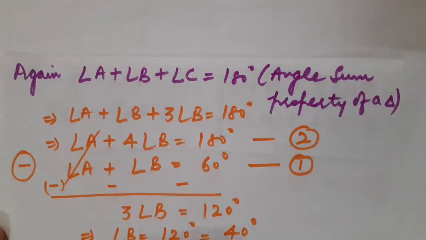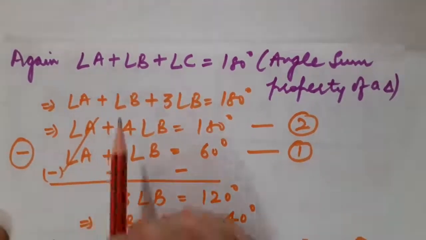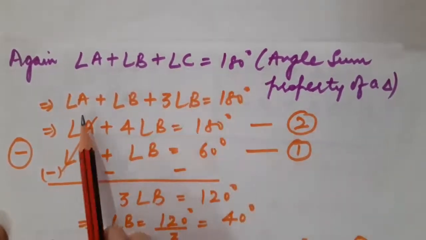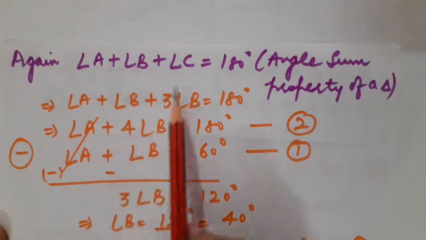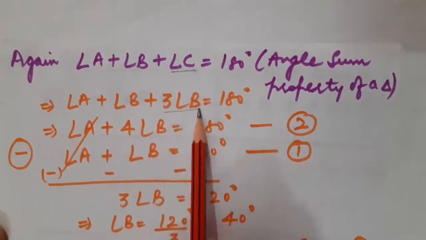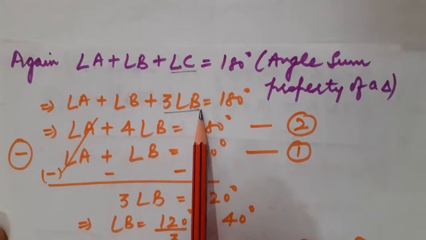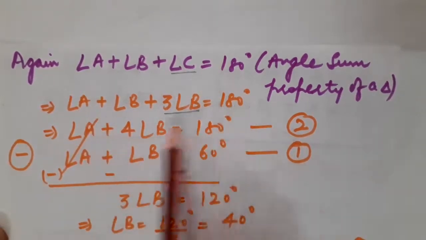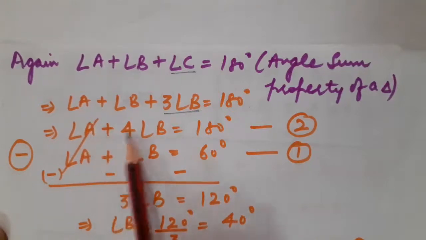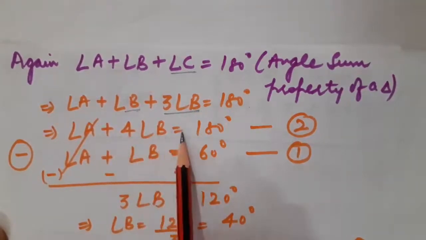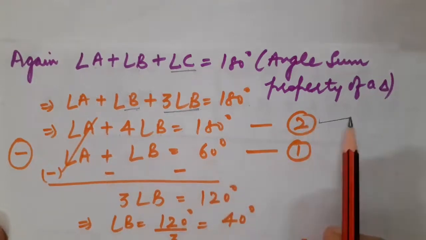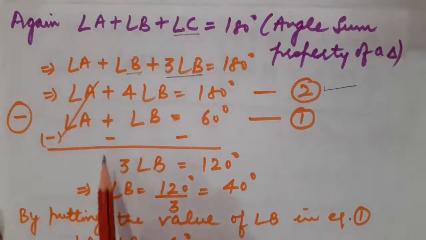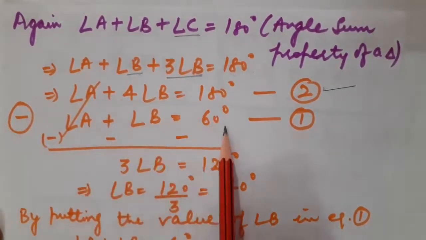Now again we are going to apply angle sum property of a triangle. Angle A plus angle B plus angle C is equal to 180 degree. So it implies to angle A plus angle B. Now at place of angle C, children, now I am going to put the another value, that is thrice of angle B, which is equivalent to 180 degree. So after solving this equation, I am going to get angle A plus 4 times of angle B is equal to 180 degree. This would be considered as equation number 2. So what was equation number 1? That is angle A plus angle B is equal to 60 degree.